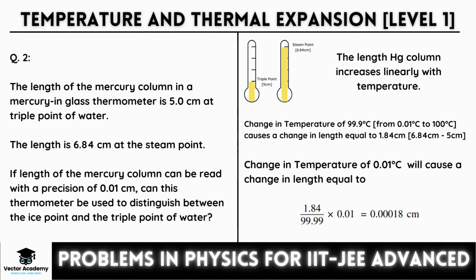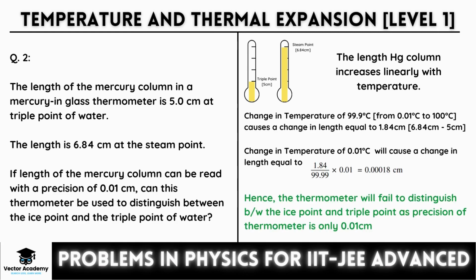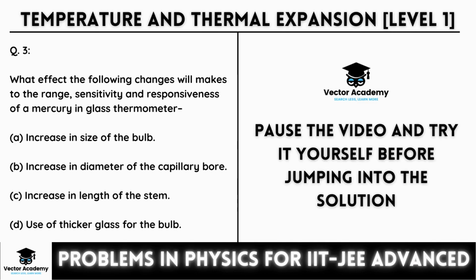Change in temperature of 0.01 degrees Celsius will cause a change in length equal to 1.84 divided by 99.99 multiplied by 0.01, which is equal to 0.00018 cm. Hence, the thermometer will fail to distinguish between the ice point and triple point, as the precision of the thermometer is only 0.01 cm.